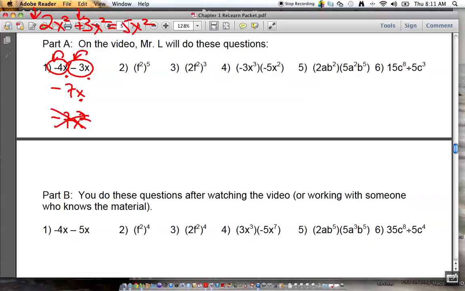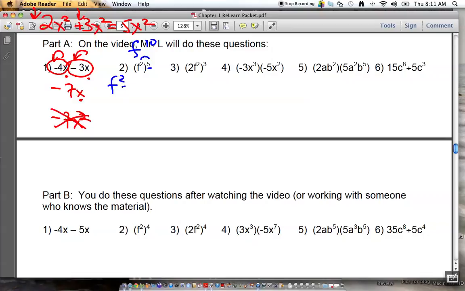Now, number two is f squared to the fifth power. To raise something to the fifth power means to use it as a factor 5 times. And in class, kids were able to realize or discover that we just multiply those exponents and get f to the 10th. I should say we multiply when we raise a power to a power. We multiply the exponents.